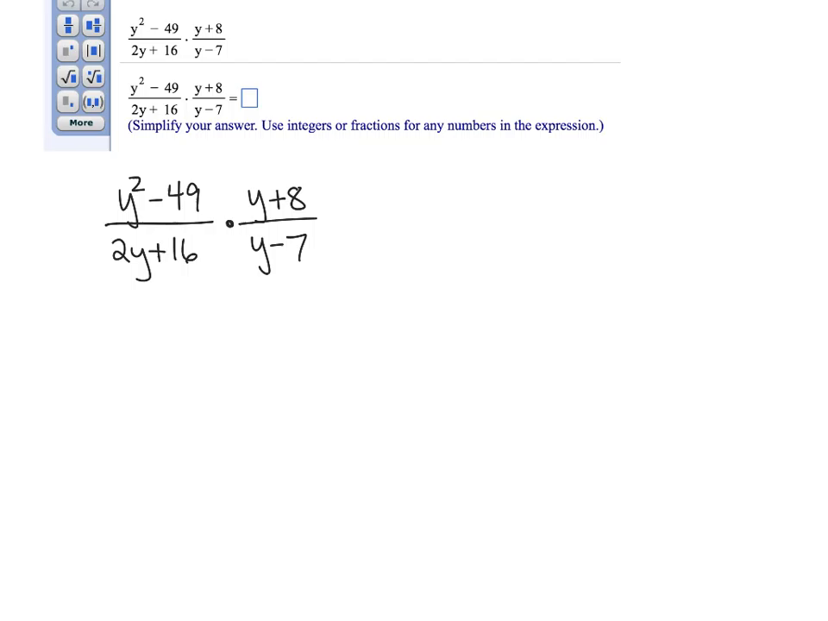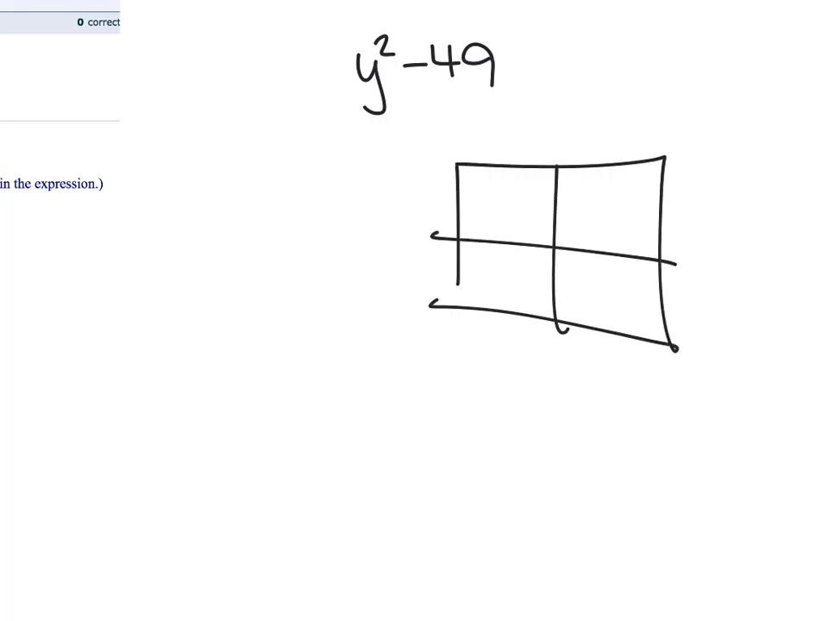We're going to go over here on scratch paper, and we're going to say, well, y squared minus 49. How do we factor that? Well, that's the box. Y squared goes here, minus 49 goes there. And we know that y and y go there. We know 7 and 7 go here.